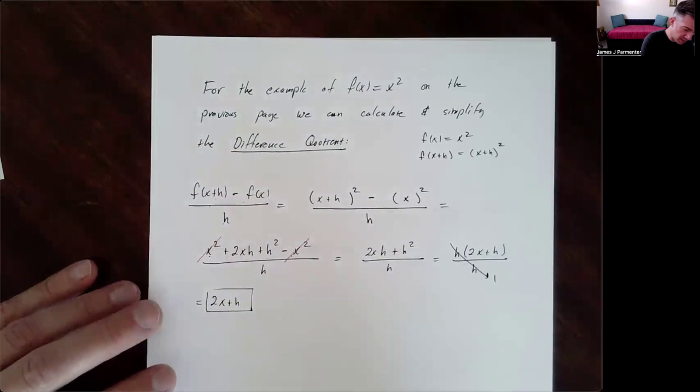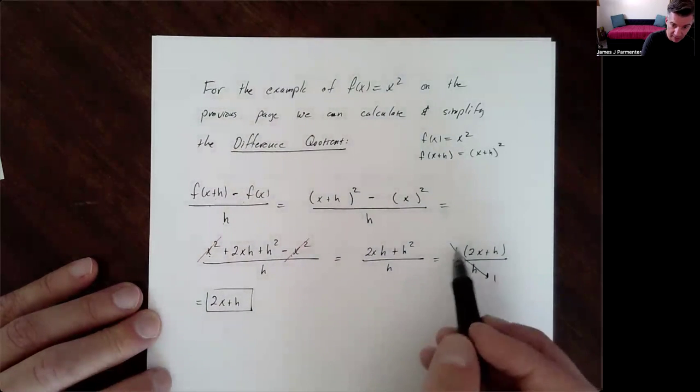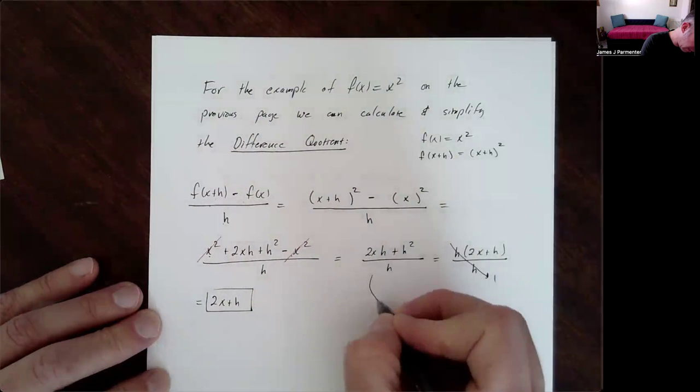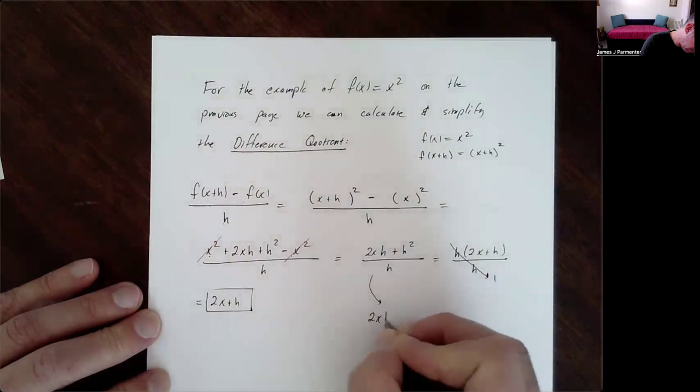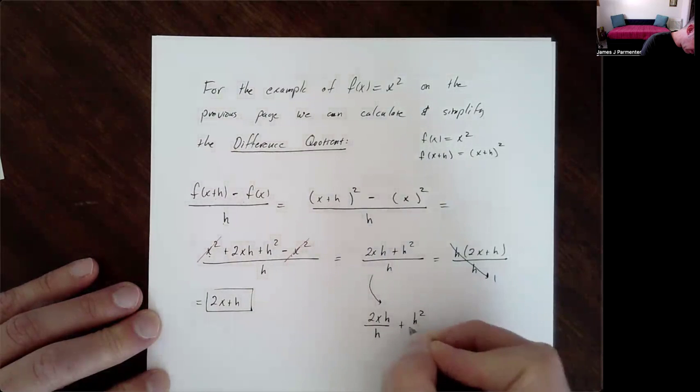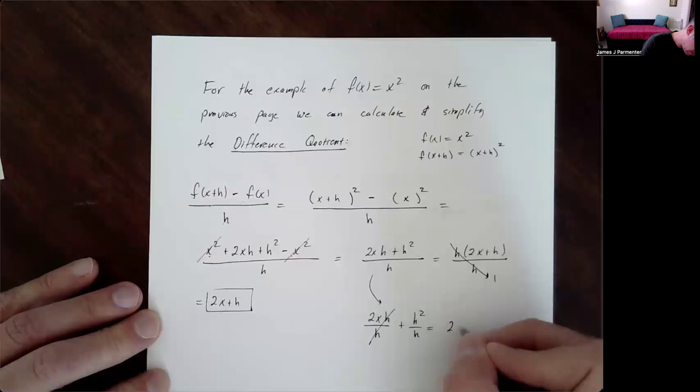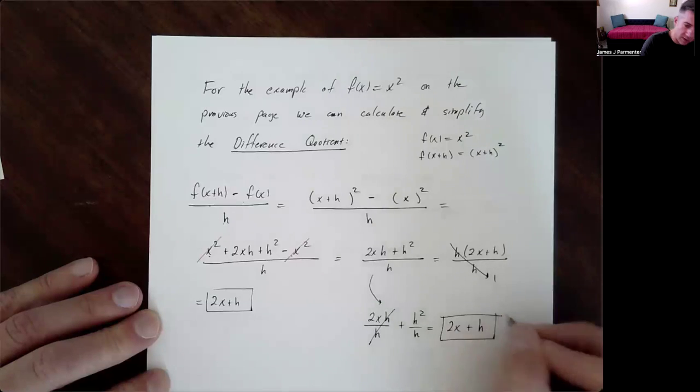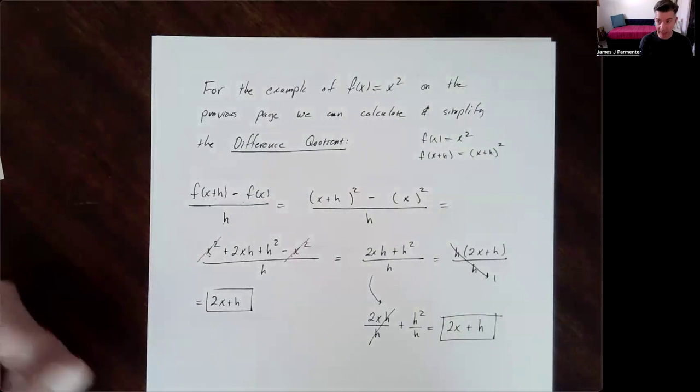I'll point out that some people prefer, instead of factoring out an h from the top, at this stage they would have just divided each thing by h. So 2xh divided by h plus h squared divided by h, which would equal 2x plus h, since h squared divided by h is h to the first. Either way you do it, you're still going to get 2x plus h. The h is important here.